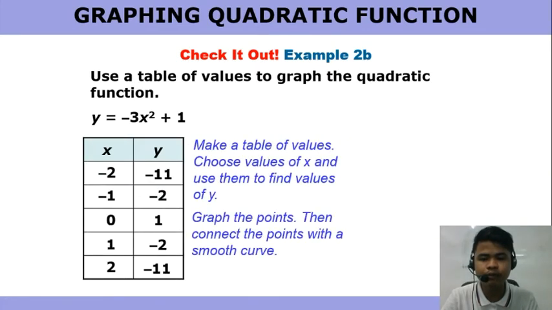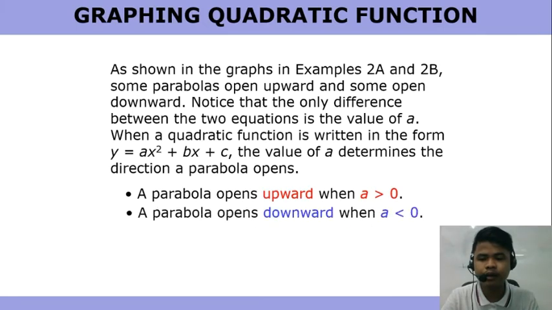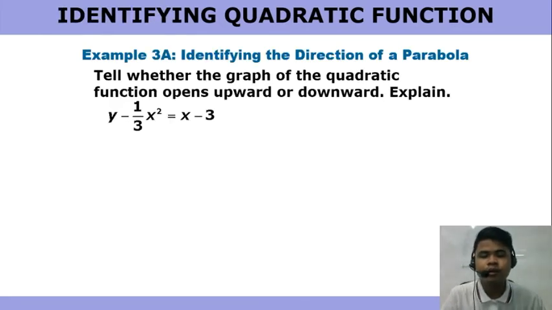Okay, go back to the example. Identifying the direction of the parabola. Tell whether the graph of the quadratic function opens upward or downward. Then explain. So here, as to what I have said a while ago, if a is positive, then it opens upward. If a is negative, then it opens downward. So, you just need to look into the value of a para malaman natin kung saan mag-open yung parabola.